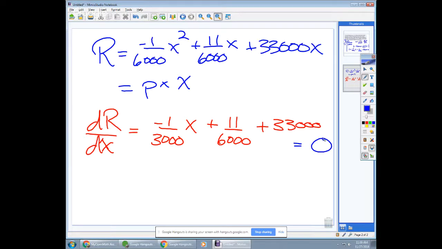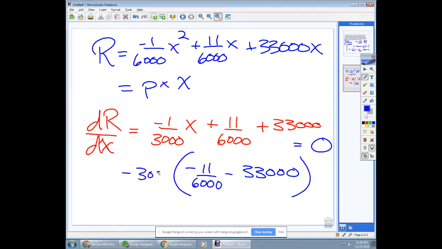So then to solve this, I'm going to bring the constants over to the other side. I'm going to have a negative 11 over 6,000 minus 33,000. And then I'm going to multiply by the reciprocal of negative 1 over 3,000, which is negative 3,000. So then we multiply that by negative 3,000, and that should be the x value that I want. And I'm just going to plug that into a calculator because I don't really care about the exact value.